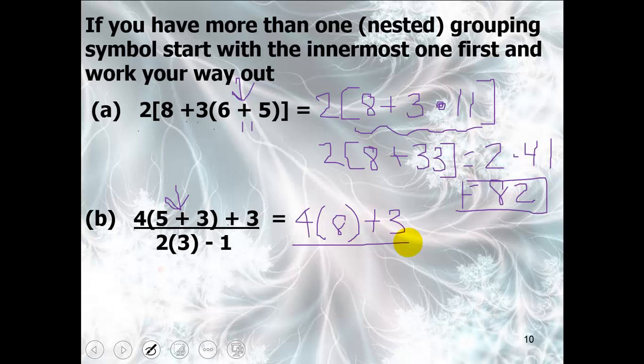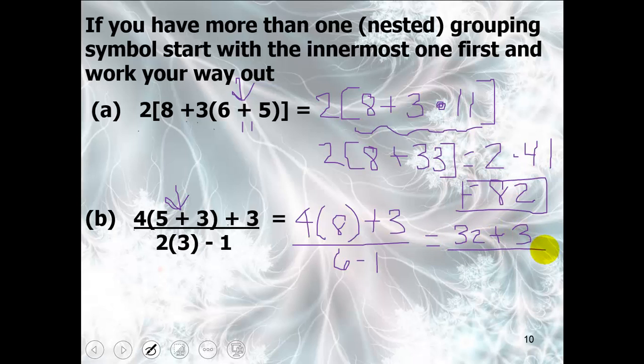Now in my denominator, I can go 2 times 3 is 6 minus 1. Now look, 4 times 8 plus 3. What do I have to do first? Well, I have to do multiplication before I can do addition. So that gives me 32 plus 3.